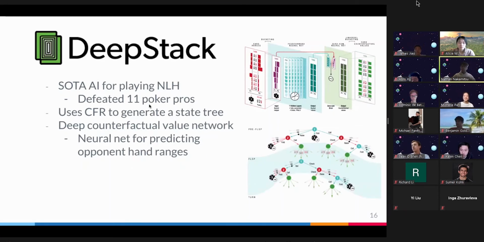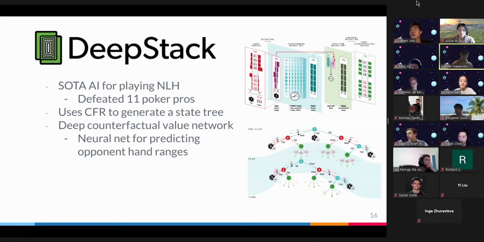DeepStack actually has a state-of-the-art model for playing No Limit Hold'em at the moment. This model has impressively beat 11 poker pros head-to-head, and uses what I talked about earlier, counterfactual regret minimization, to generate a sparse state tree. On a very high level, what this model does is create a neural network that predicts opponents' hand ranges, which are a range of potential cards a player has. And it does this pretty successfully, as shown by the results.